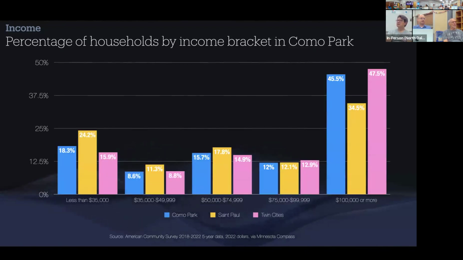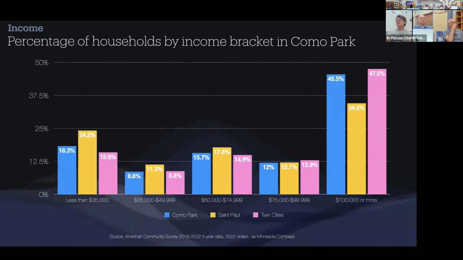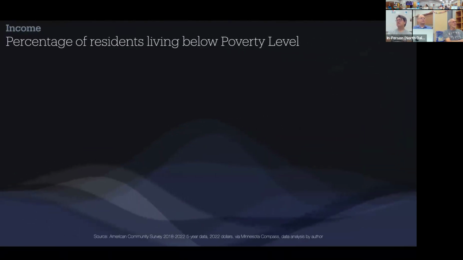You can take a quick look here, and it's the same sort of what you'd expect. We roughly run in parity. The blue is us in Como, the pink is the metro area, and the yellow is St. Paul. So we kind of follow the metro area. St. Paul has more lower income. We have a somewhat higher income profile, more in line with the metro area.